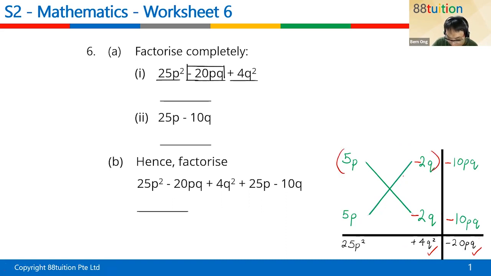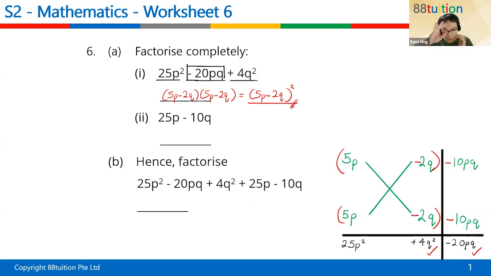Read from left to right. So your answer will be 5p minus 2q, 5p minus 2q. Aren't they the same? Yes. So you can write (5p minus 2q) and put a square down here. That's the final answer. In a way, you try to simplify, make it neat.